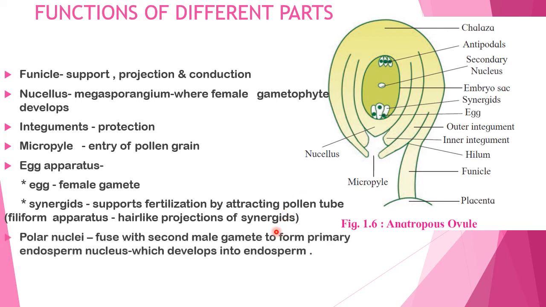Then the polar nuclei. They fuse together and form the secondary nucleus. After forming the secondary nucleus, it becomes diploid, and then it will be fusing with the second male gamete. This point you will understand more correctly during fertilization, because two male gametes, as we already studied during microsporogenesis, are entering.